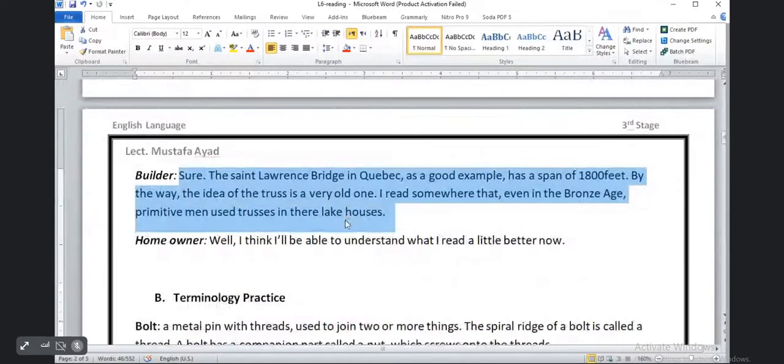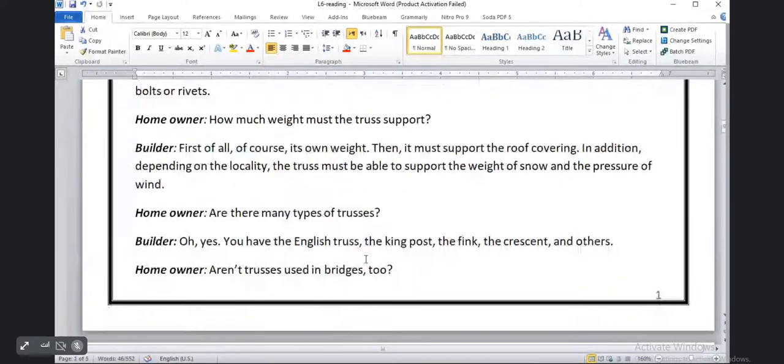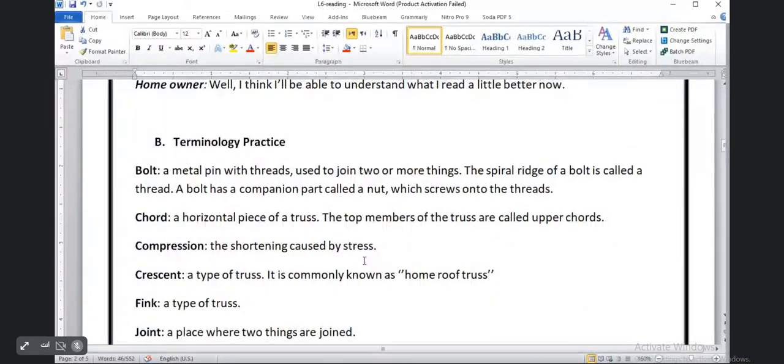As you can see, students, now the homeowner can understand what a truss is, what it is made of, why it's important, and what we use trusses for. And even you students, now maybe you can answer some questions. If someone asks you about the trusses, you can answer them with some kinds or some types or some parts of the truss. Do we have any question about this conversation before we move to the terms?